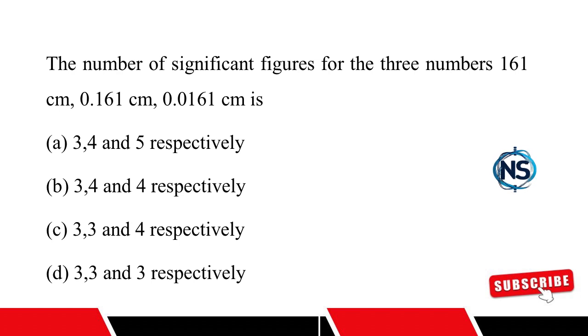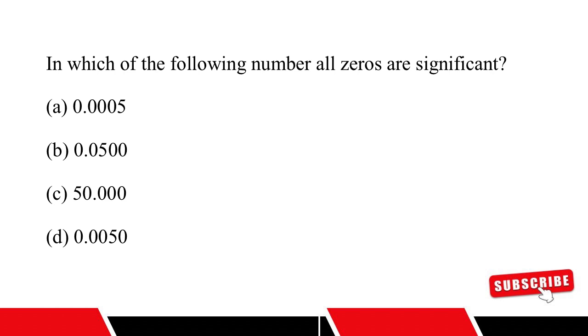The number of significant figures for three numbers 161, 0.161 and 0.0161 is. The correct option is D. In which of the following number all 0 are significant? The correct option is C.